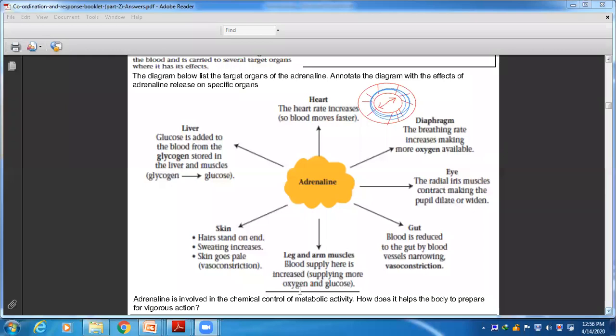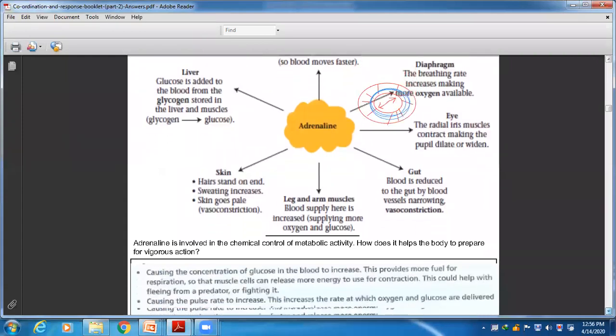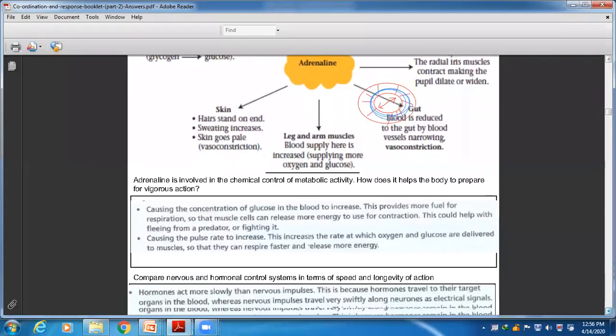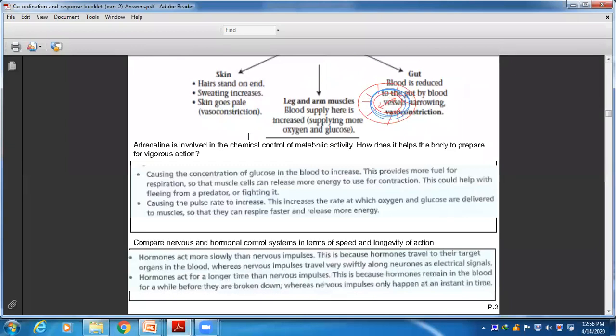So we discussed it. Adrenaline is involved in chemical control of metabolic activity, and how does it help the body to prepare? Let me just repeat with you. Adrenaline causes the concentration of glucose in the blood to increase. This provides more fuel for respiration, so that muscle cells can release more energy to use for contraction. This could help with fleeing from a predator or fighting it.